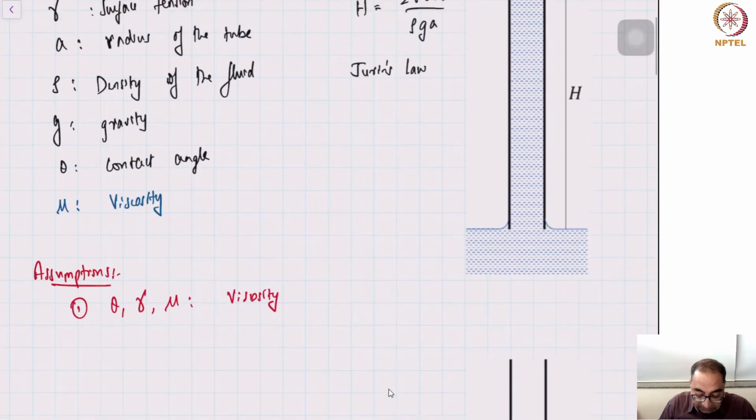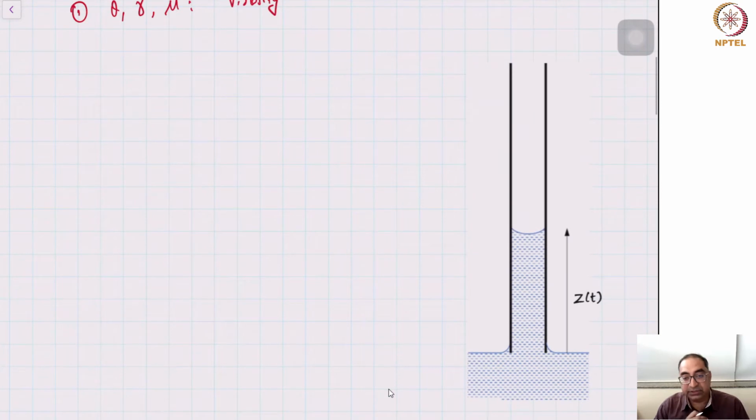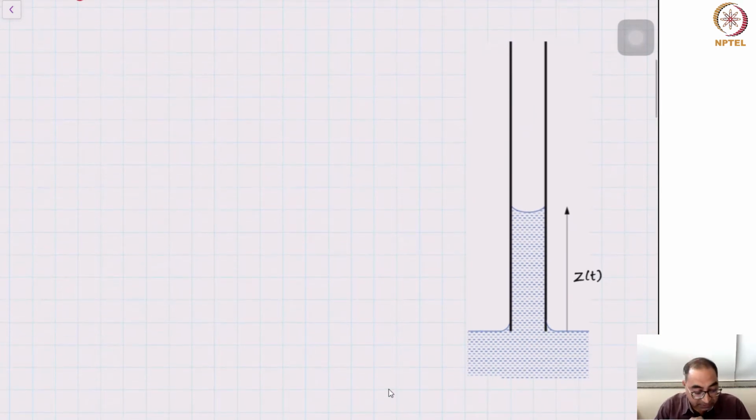When we say theta is constant, the surface tension force also remains constant, and the radius is also constant, therefore it's a rigid tube. We'll also be making a few other assumptions, but these are the important assumptions, and when I introduce more assumptions, I will discuss them. So the goal of the lecture is to determine an evolution equation for this z of t as shown in this particular schematic. Let's look at the force balance on the fluid.